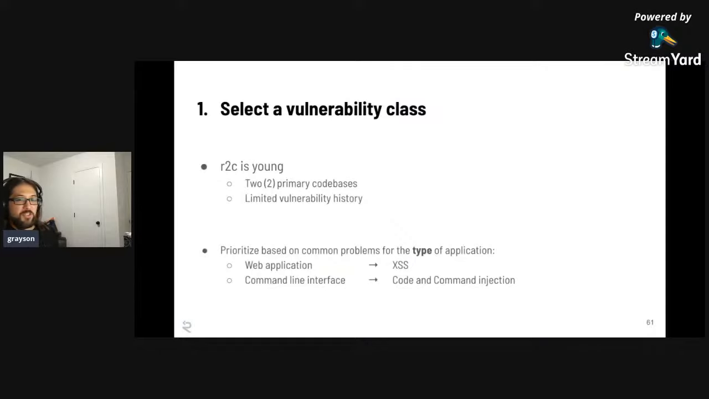So the prioritization scheme that we use is that we focus on common problems for the type of application. So rather than relying on vulnerability history or some other metric, we knew the type of applications that we had. We have a web application, and then we have a command line interface. Those are our 2 main code bases. And so we pick vulnerabilities that are common to those. And so for the web application, we pick cross-site scripting, and for the command line interface, we pick code and command injection.